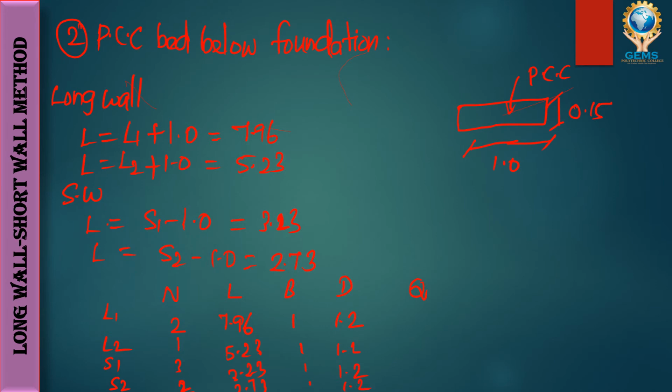Okay, so by multiplying everything, we will get the quantities like 2.3, then 0.7, then 1.4. So these are the quantities of PCC bed below foundation. By adding everything we will get the total quantity. So the total quantity of PCC bed below foundation is equal to 5.445 meter cube. So we have found the PCC bed below foundation using the section we have just found. Okay, next one.